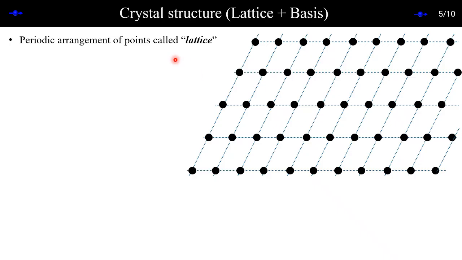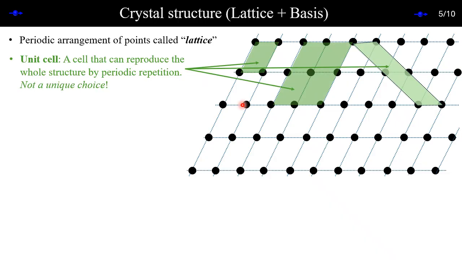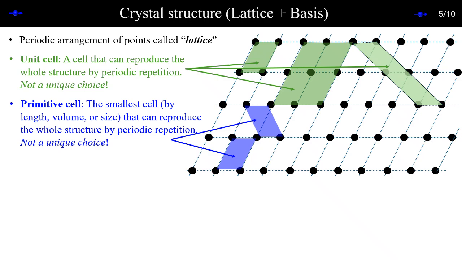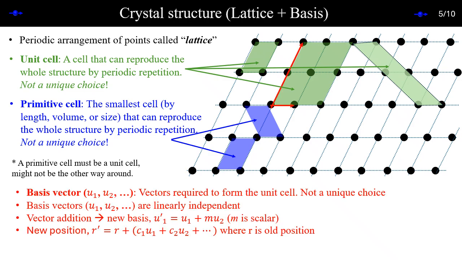So we started with the definition of a lattice, a periodic arrangement of points. We can have cells, and we can repeat them and reconstruct the entire surface without leaving voids. Some of the cells will have the minimum area or volume. We call them primitive cells, and therefore we have primitive vectors. Again, just to recap, this choice of primitive cell and primitive vectors is not unique.